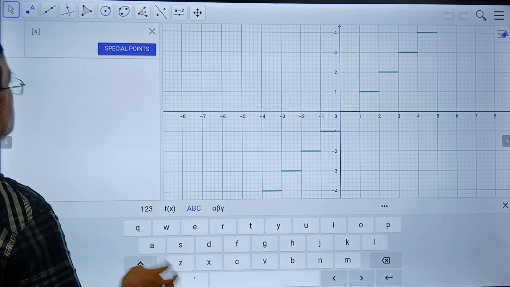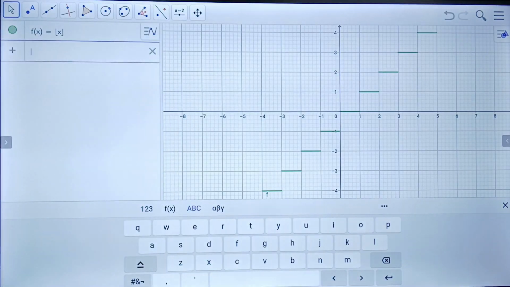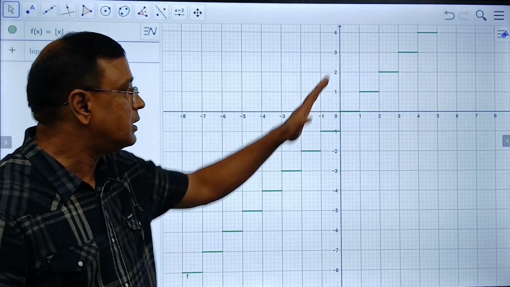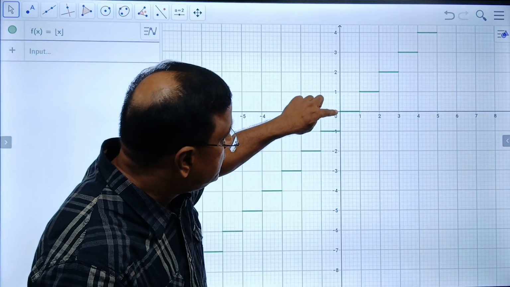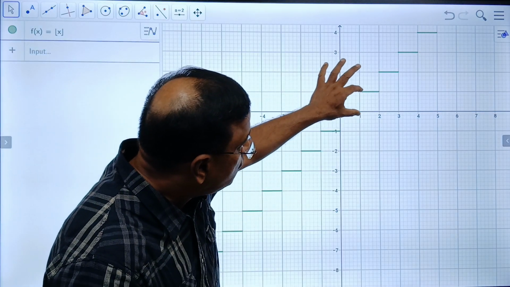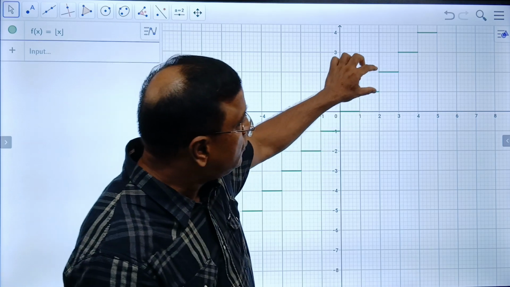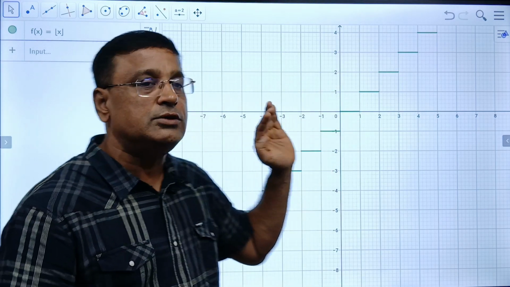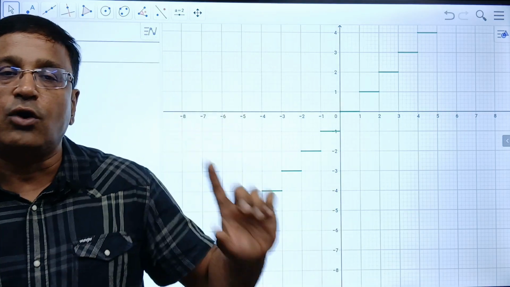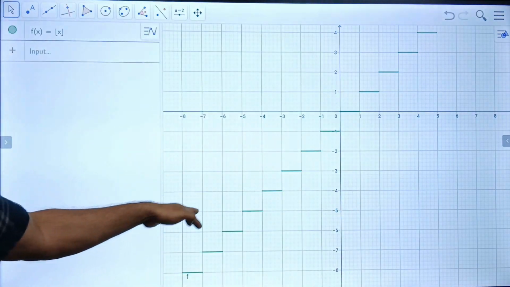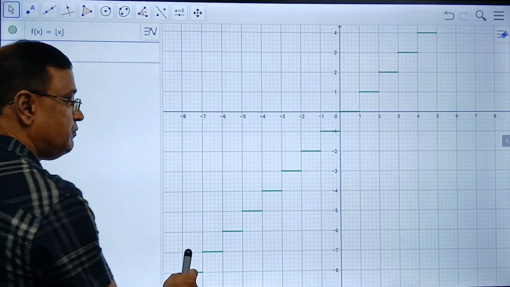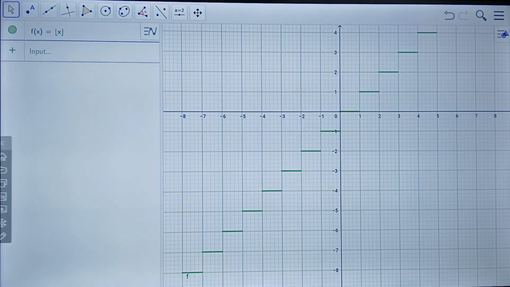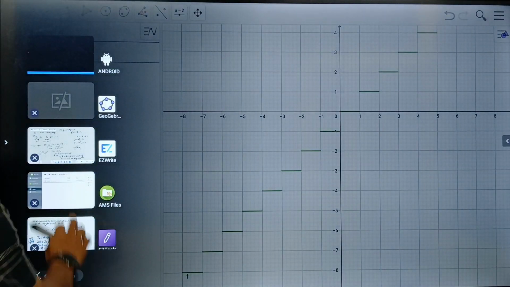Okay, so this is the graph of the greatest integer function. It is also called a step function. You can see this is a step function. Okay, now if you see, at 0 there is a gap, at 1 there is a gap, at 2 there is a gap, at 3 there is a gap. So this greatest integer function is discontinuous at all integer values. So you are able to see it visually. Okay, now let's go back to our thing.